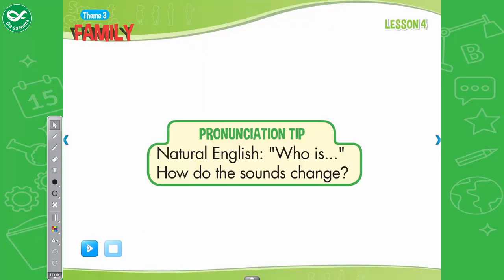Pronunciation tip. In natural English, "who is" sounds like "who's". Listen. Who's the young boy? Now listen again and say. Who's the young boy?